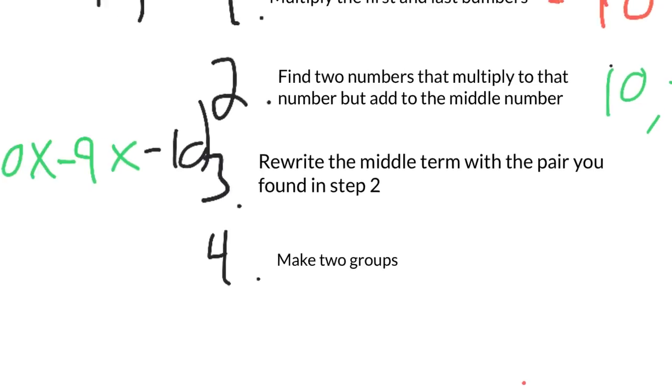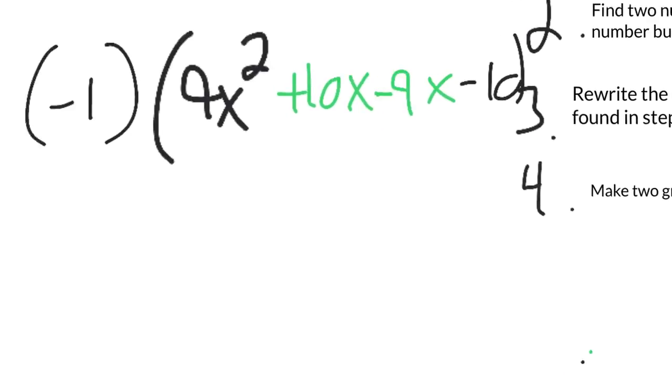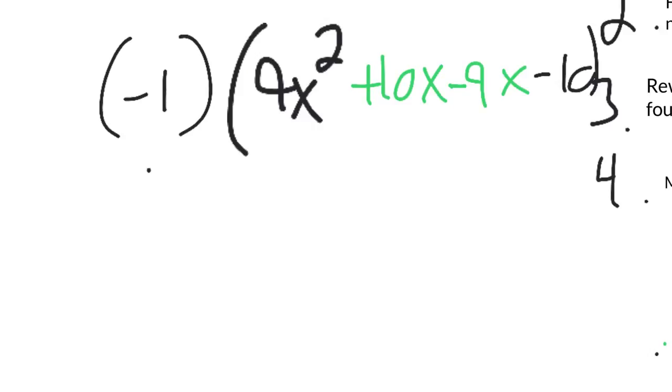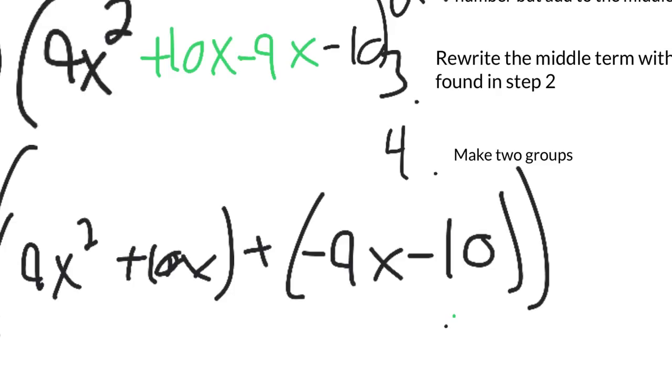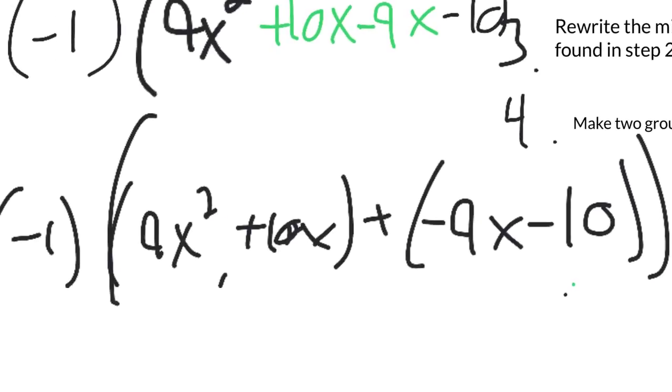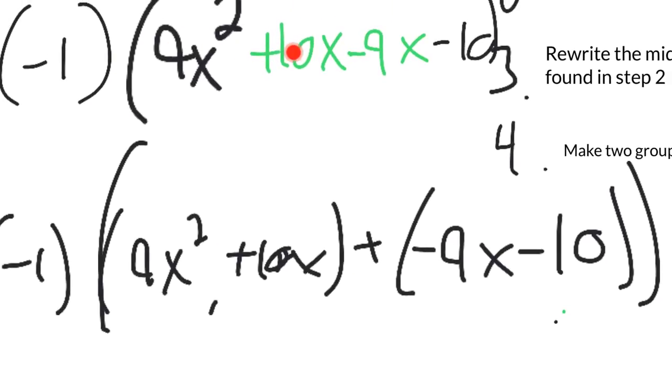Now the fourth step should be to make two groups. This step's pretty quick. Just take a look at the thing you're trying to factor, not this -1, but this right here, 9x squared plus 10x. We're going to make a group there. And then we'll make a group for these guys over here. You just put one set of parentheses around these guys, and one set of parentheses around those guys.